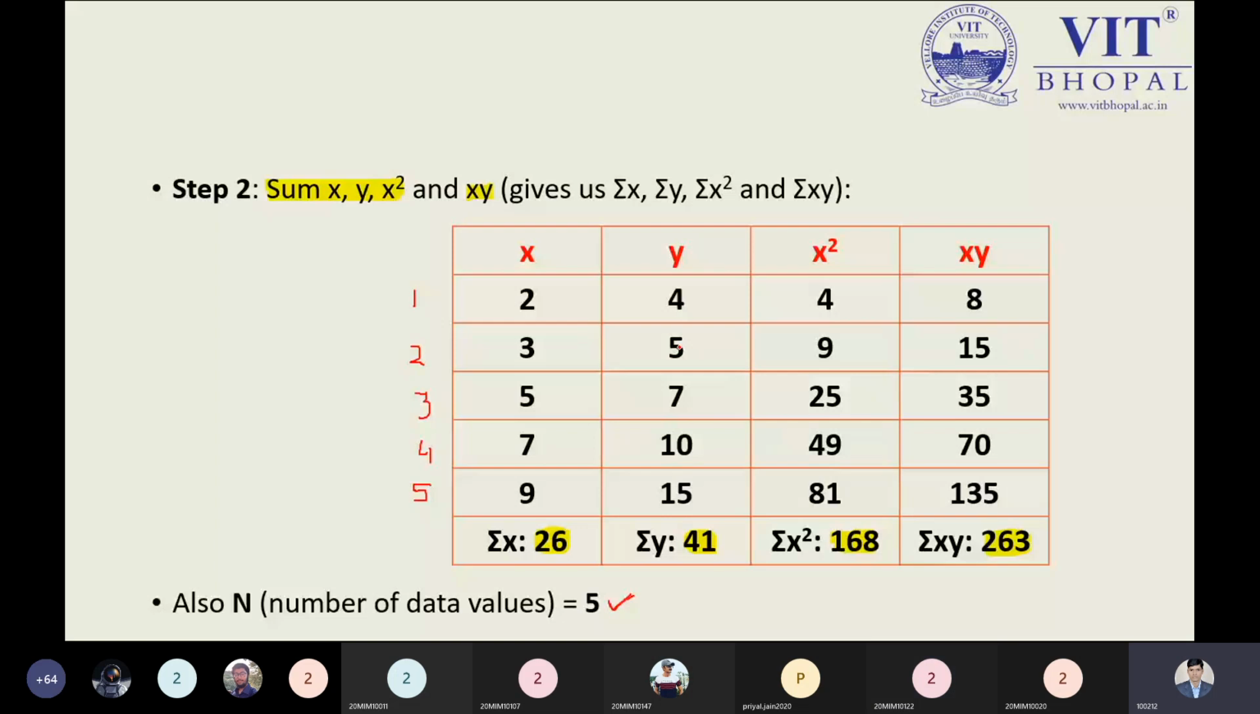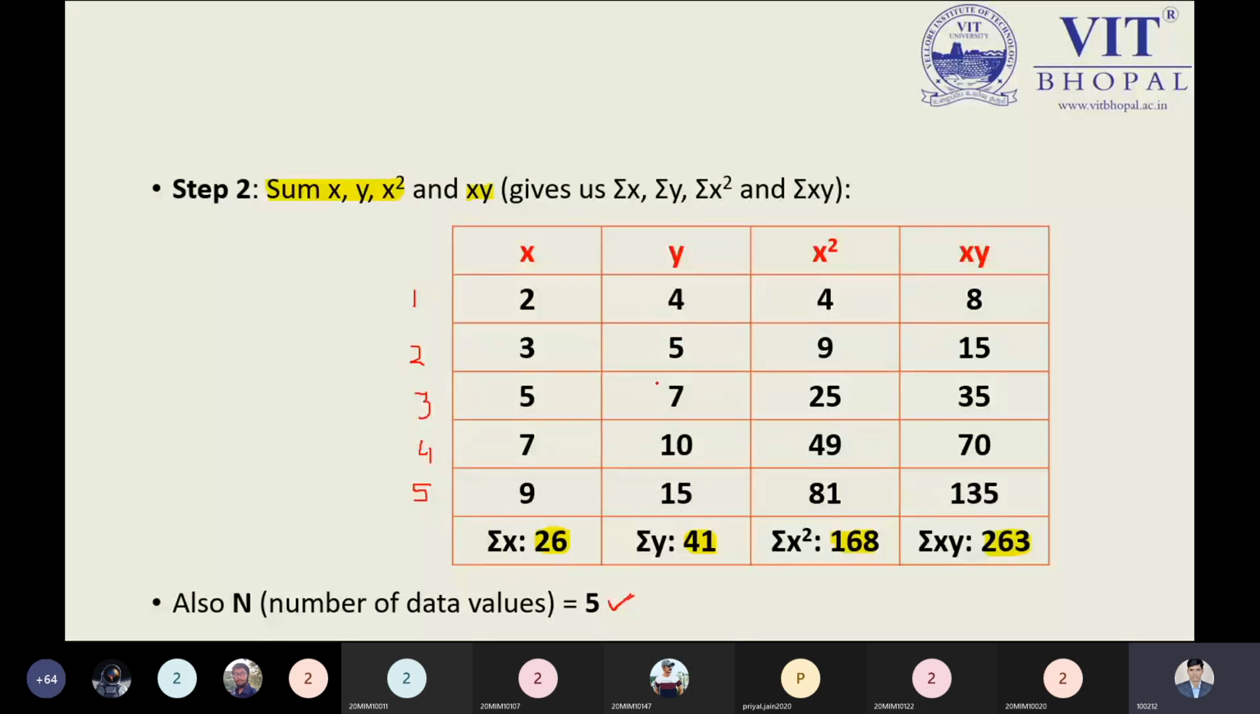Yes, sir. I'm repeating once again, you are required to know what values you have to calculate. You have to calculate the summation x, summation y, summation x square. So for calculating the summation x square, you must calculate the x square values, and for summation of the xy, you must calculate the xy values. So that's why we have this point.